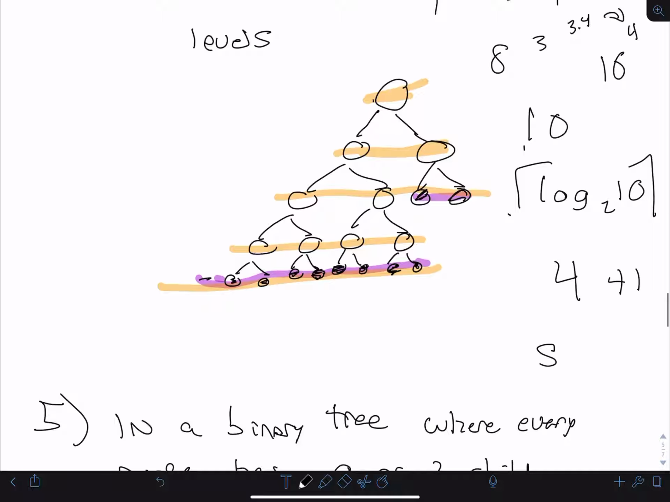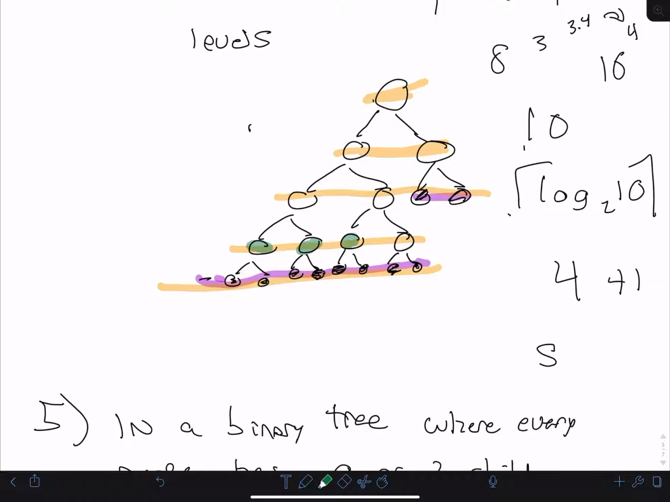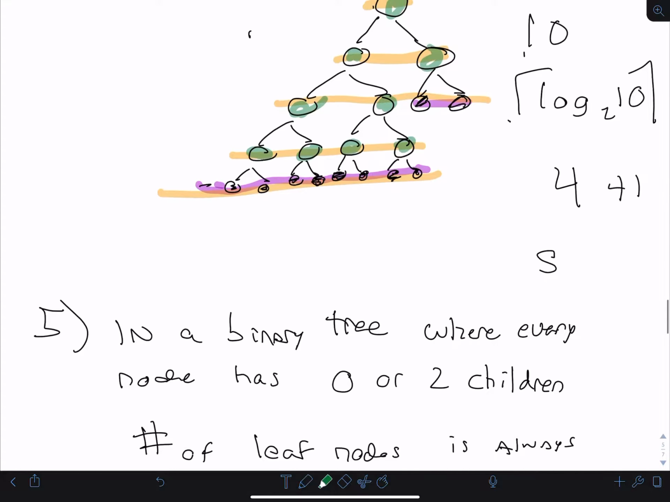So let's look at this one. Is there any node here that only has one child in this tree? I don't think so. We said there were 10 leaf nodes, right? 2, 4, 6, 8, 10. How many internal nodes are there? 1, 2, 3, 4, 5, 6, 7, 8, 9. So that's one less than the number of leaf nodes. So the property holds true.